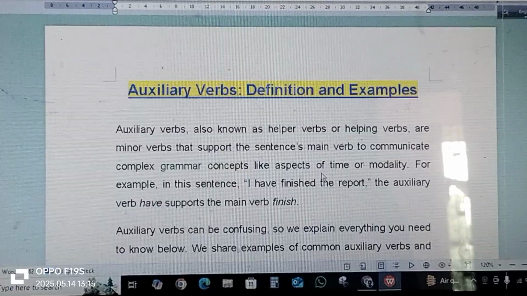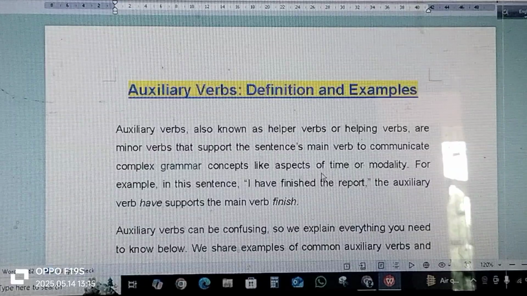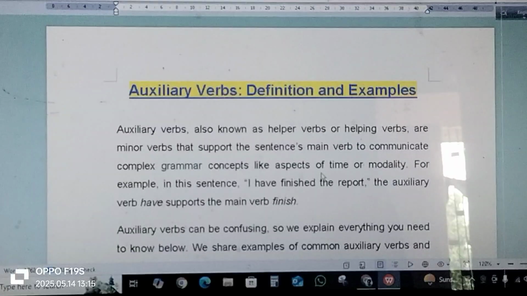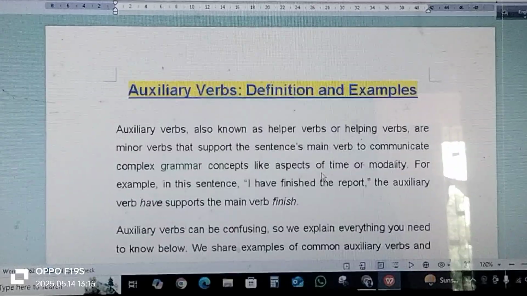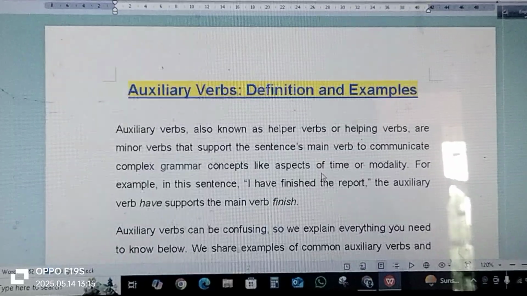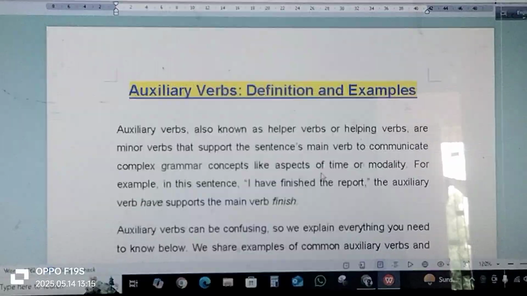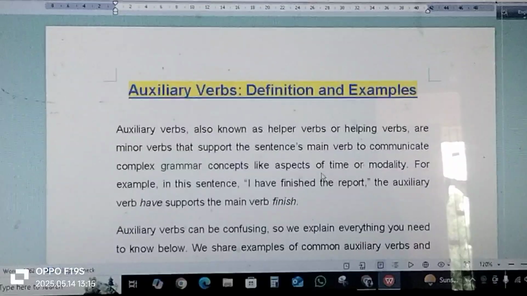class 5 to 12. We must know the uses and other rules of auxiliary verbs. So first of all, I'm going to define them with examples.